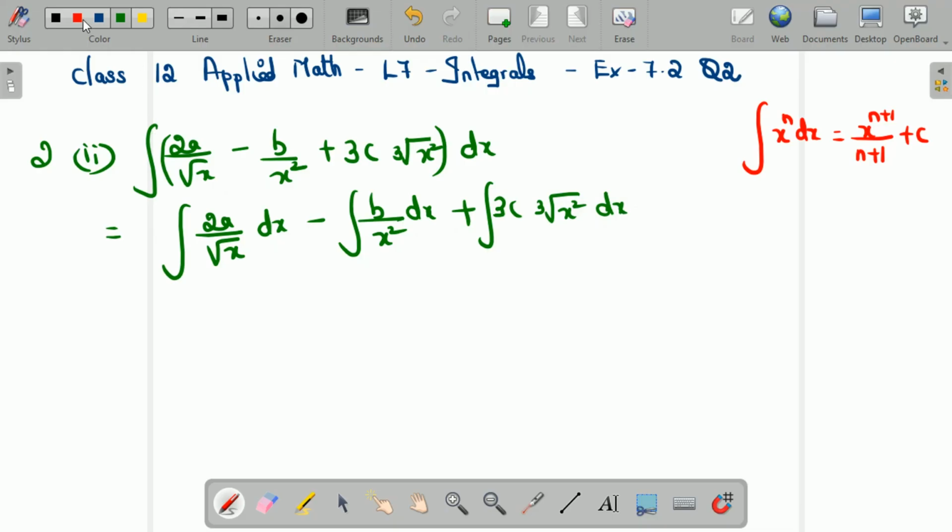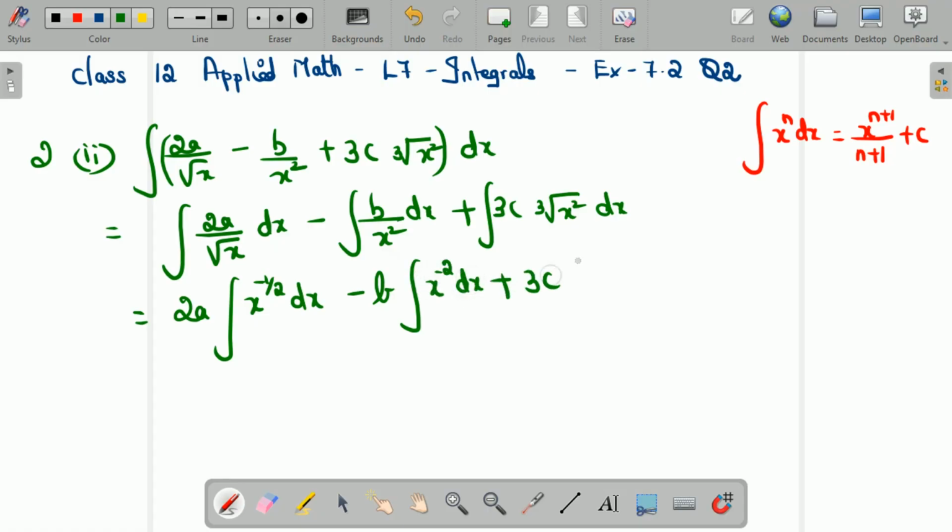Now I'm going to take the common outside and rearrange this particular part. So this is 2a into integral of 1 divided by root of x. I can write this as x to the power minus half dx minus b into, this will be written as x to the power minus 2 dx plus 3c, I'm taking out integral of, this is cube root of x squared. So I'm writing x squared to the whole power 1 by 3 dx.